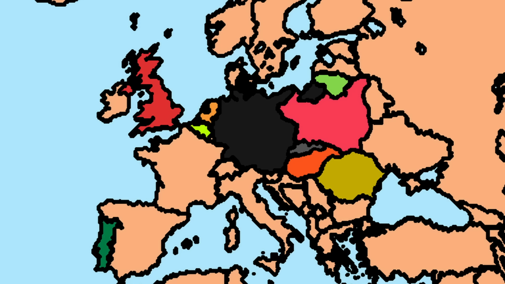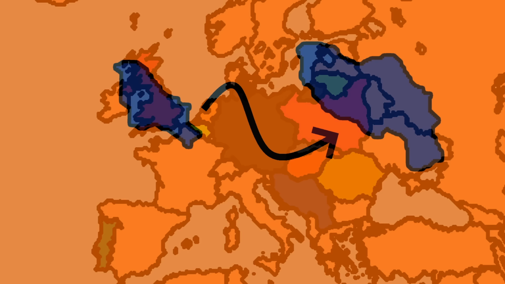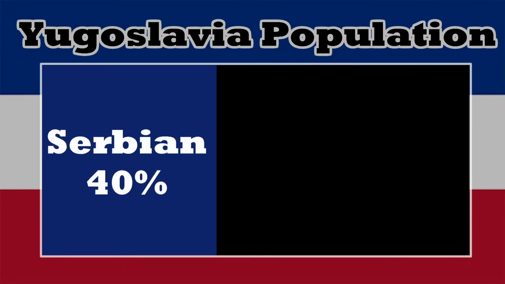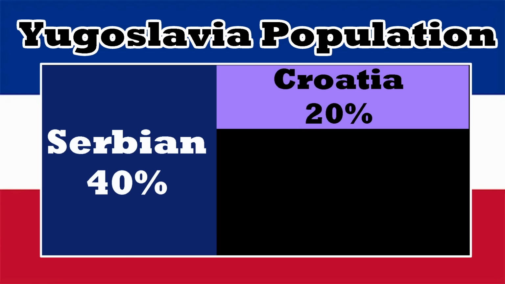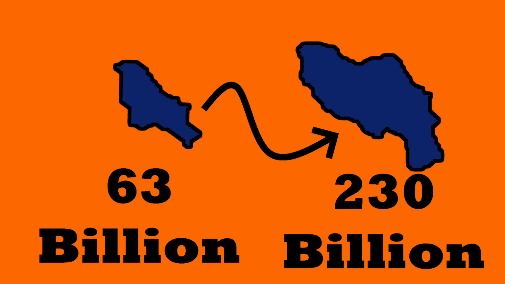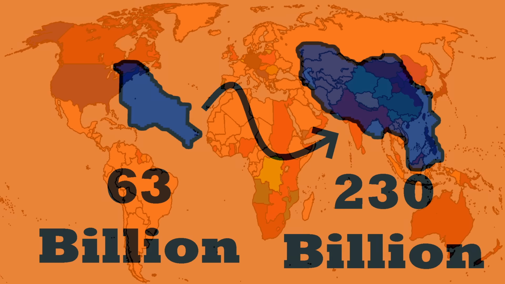Back in Europe, we also have Serbia reforge Yugoslavia. Their population would increase from 6 million up to 20, wherein 40% of the nation is Serbian, 20% is Croatian, and the other nationalities each make up roughly 10%. Serbia's economic growth is also large, increasing from 63 billion to 230 billion.